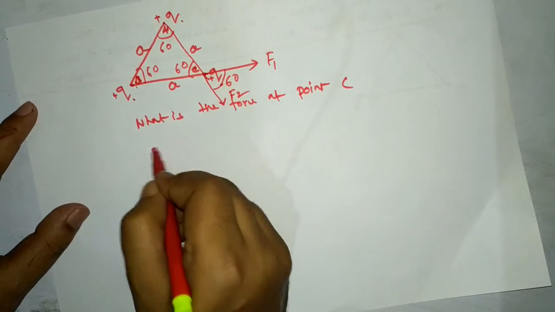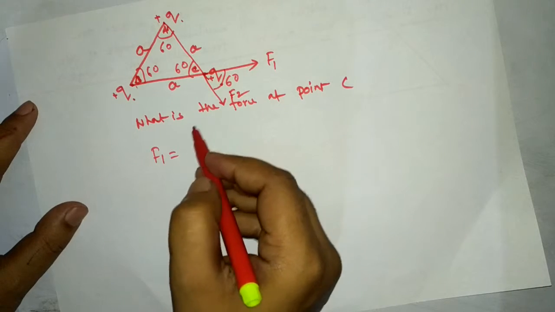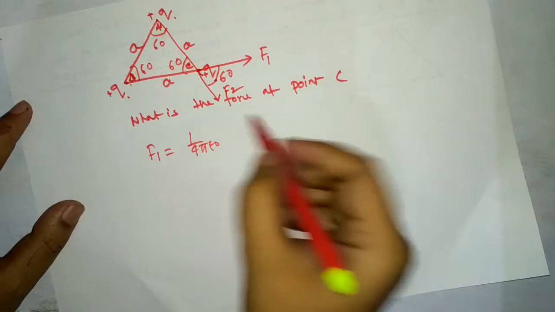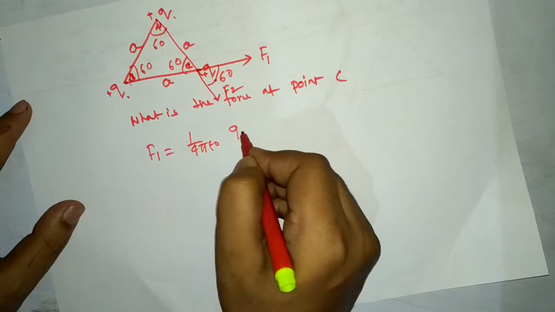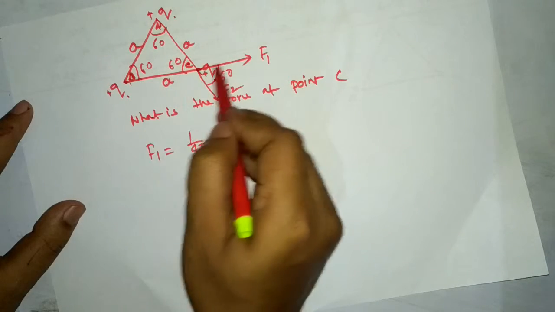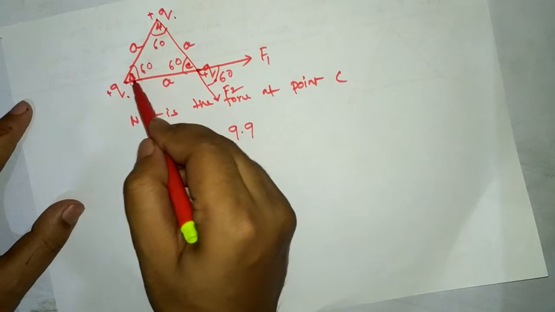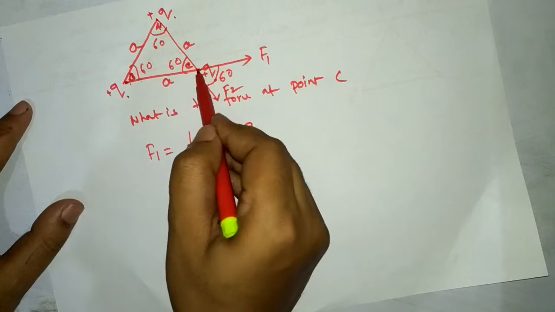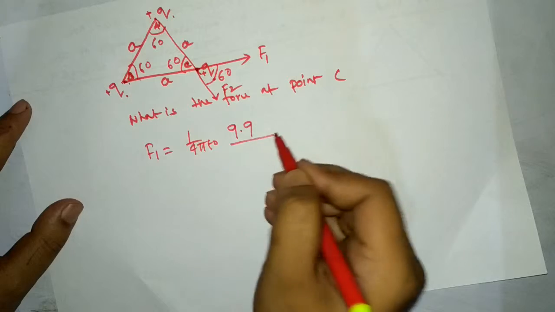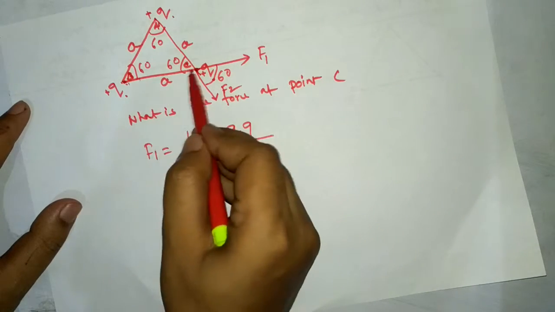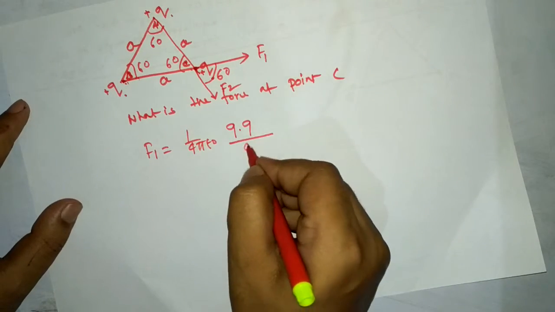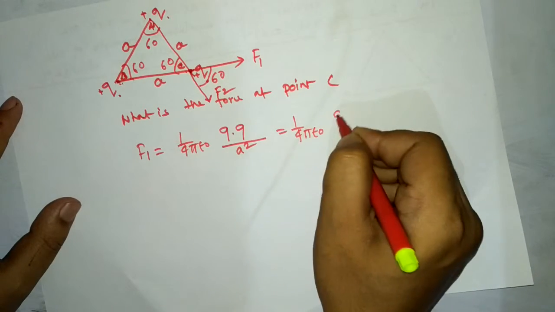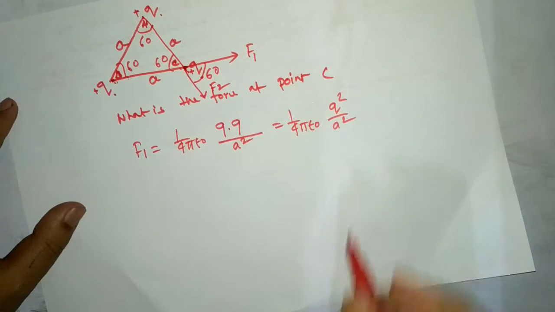Now what will be F1? F1 will be 1 by 4 pi epsilon naught, Q1 is Q, Q2 is also Q, because we want to find F1. F1 means the force between these 2 charges, or the force due to this charge on this charge. So Q into Q by R square. What is R here? R is the distance between these 2 charges, which is A, so A square. Or we can say 1 by 4 pi epsilon naught Q square by A square. So this is the force.